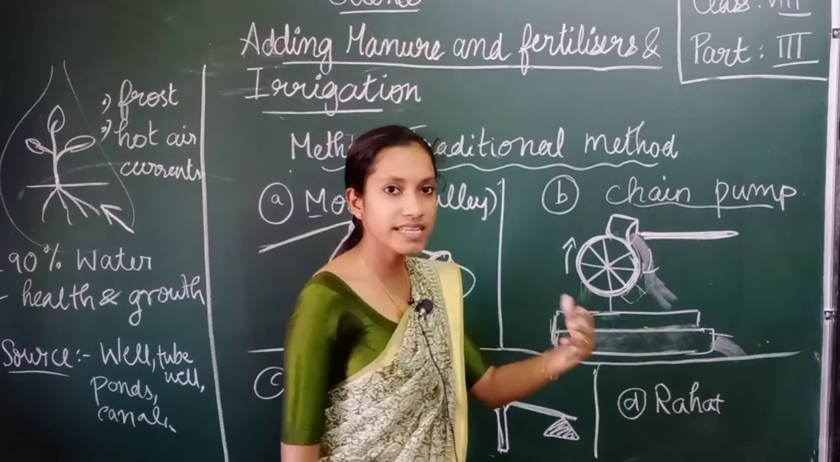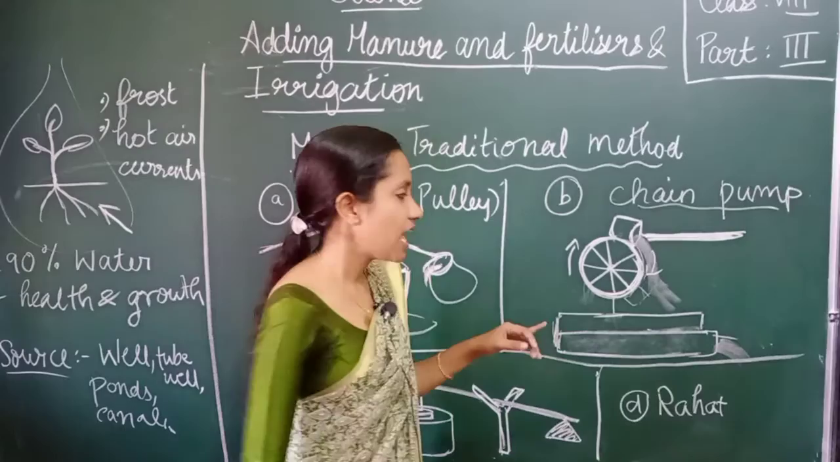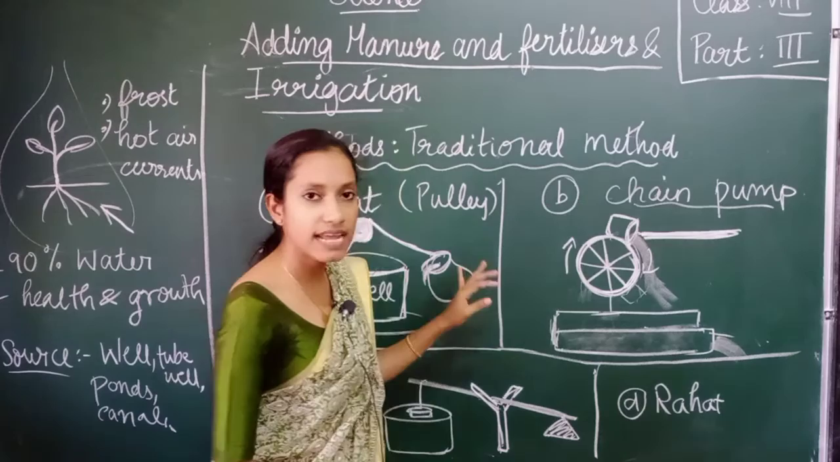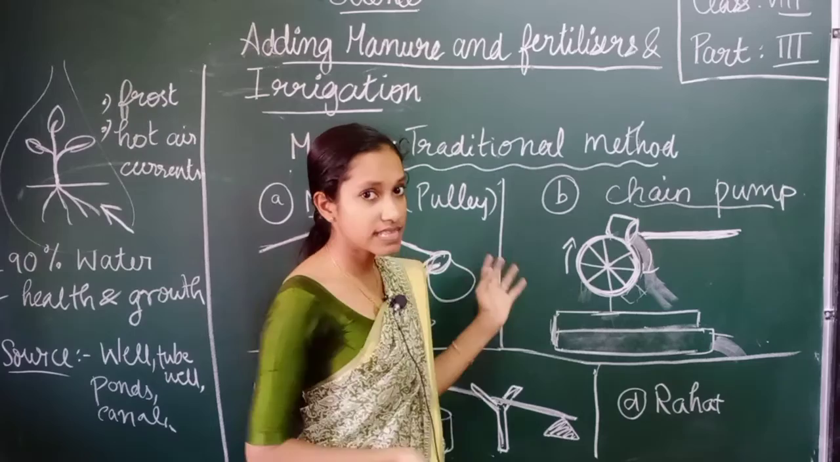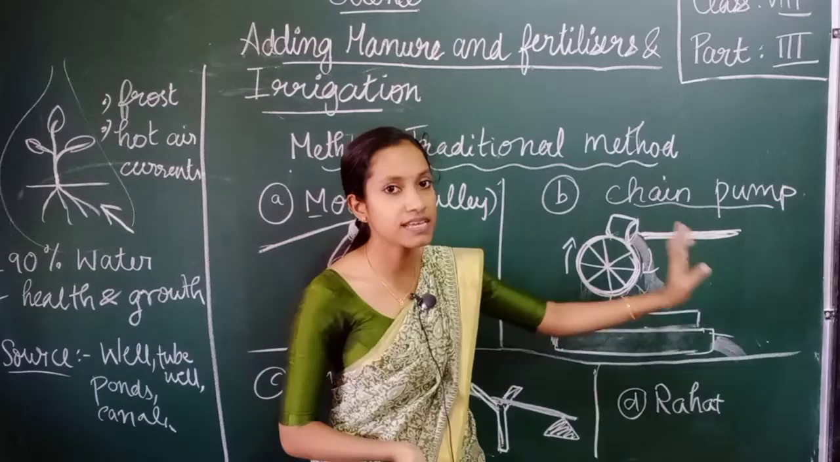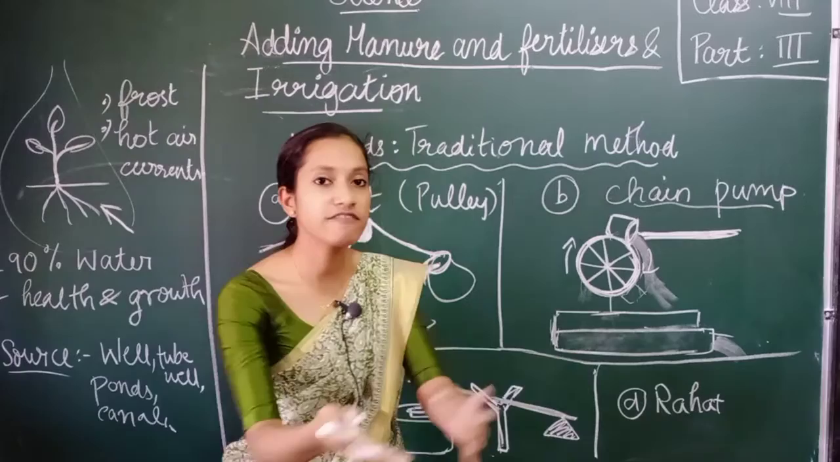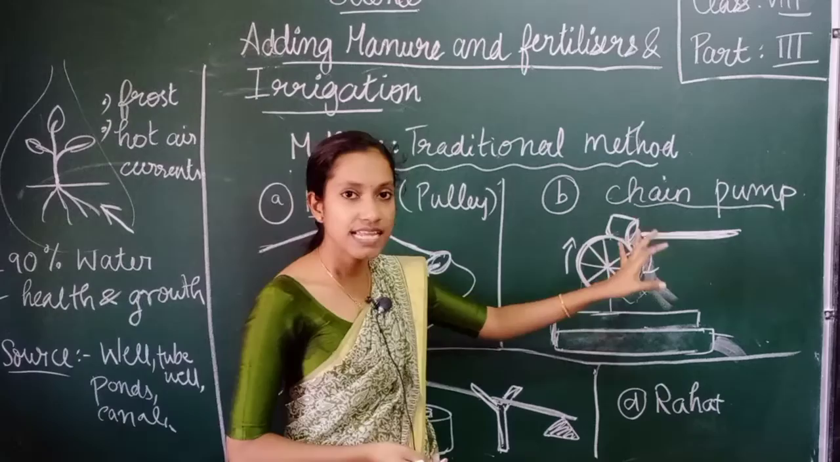Okay, there will be a wheel and it will be connected by a chain, and this wheel is connected with a bucket also. As this wheel is rotating, it will collect the water from the water source, and this water can be used to transfer into a man-made canal. The water will be transferred to a man-made canal, and then that water can be directed to the agricultural field. Okay, so that is what we are discussing in chain pump.